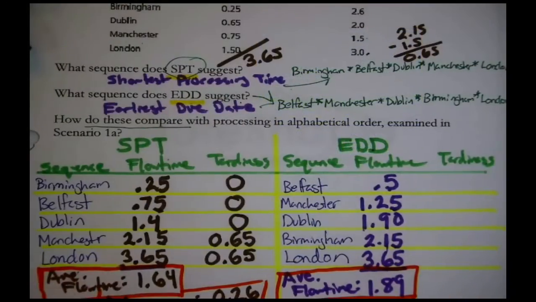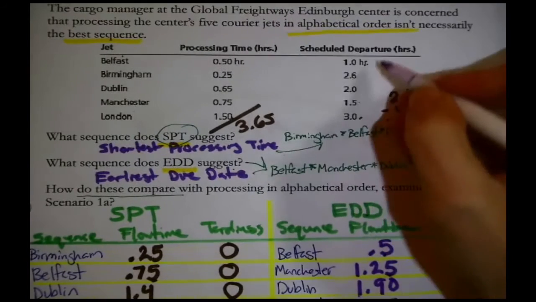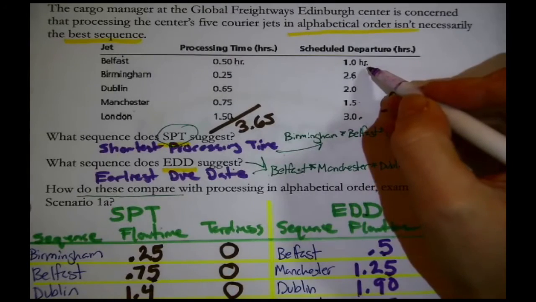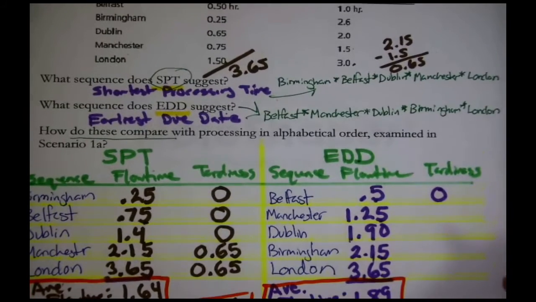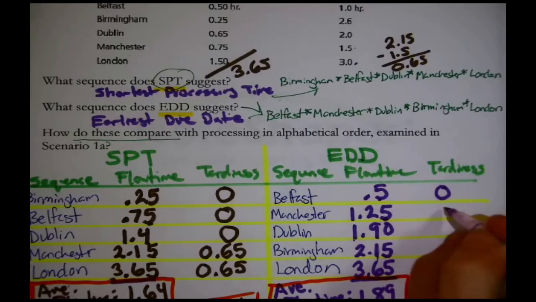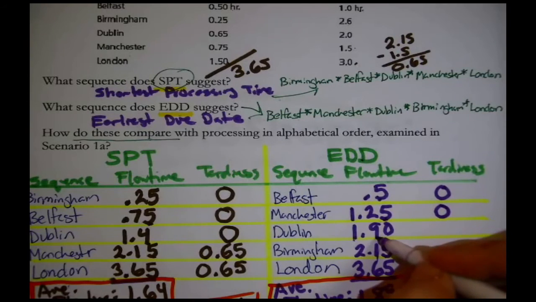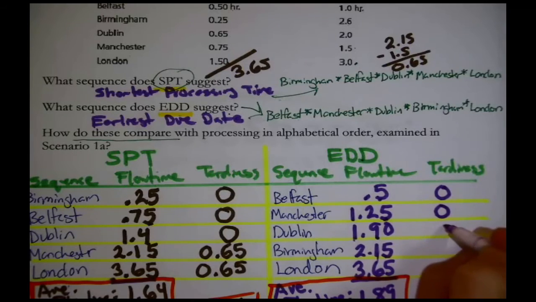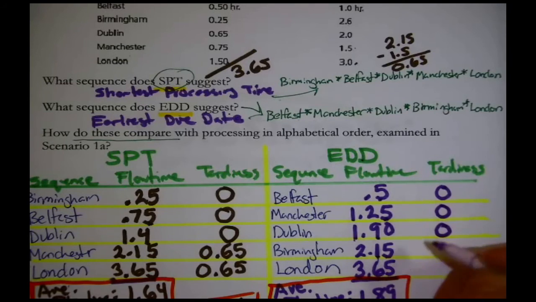Let's check that. Belfast will be finished in 0.5 hours. Belfast, look up the due date, so to speak. Belfast is scheduled to depart in an hour, so Belfast will not be tardy. Okay, let's see. Manchester will be finished in 1.25 hours. Manchester scheduled to depart in 1.5 hours. It's cutting it close, but it's still not tardy. Dublin will be finished in 1.9 hours. Dublin scheduled to leave in 2 hours. See, that works also. Birmingham will be finished in 2.15 hours. Birmingham is scheduled to depart in 2.6 hours, so that works as well.